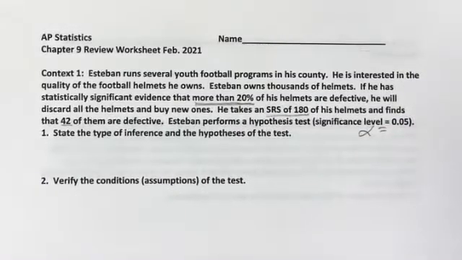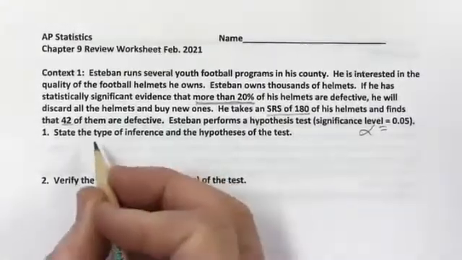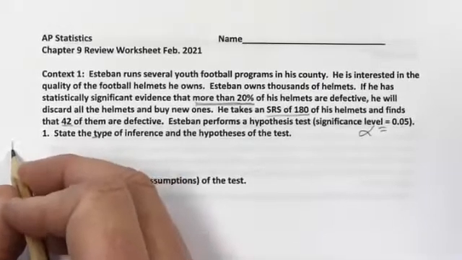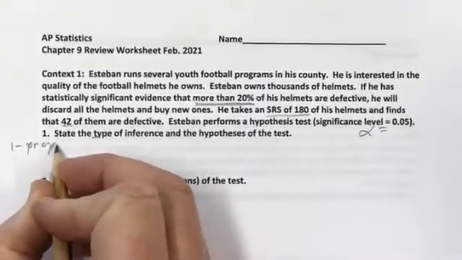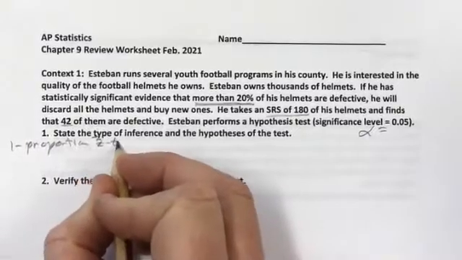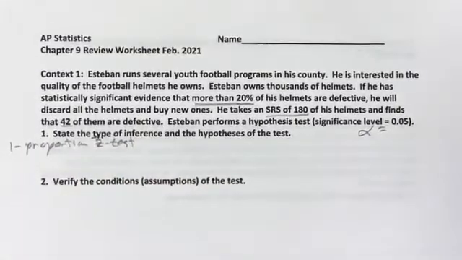So the first thing you have to do when you do a hypothesis test, and it follows the THAME acronym. So this is the T of the THAME acronym. You have to state the type of inference, and this is a one proportion. So this is a one proportion z-test. So you have to say that, one proportion z-test. Or you have to show the formula for it, which it's easier just to write the name.